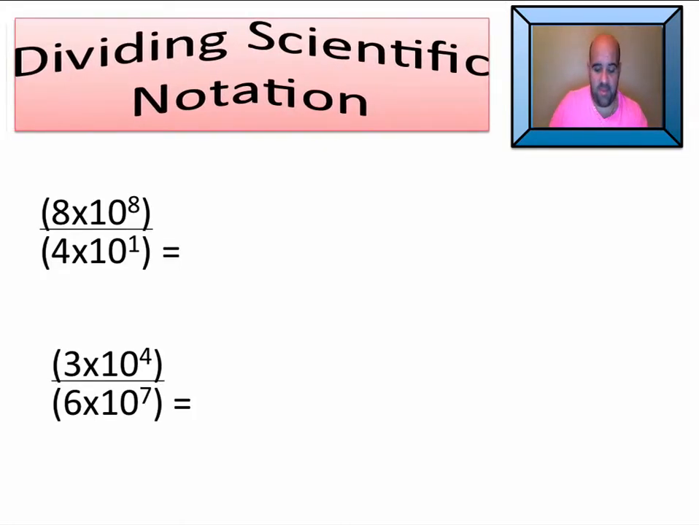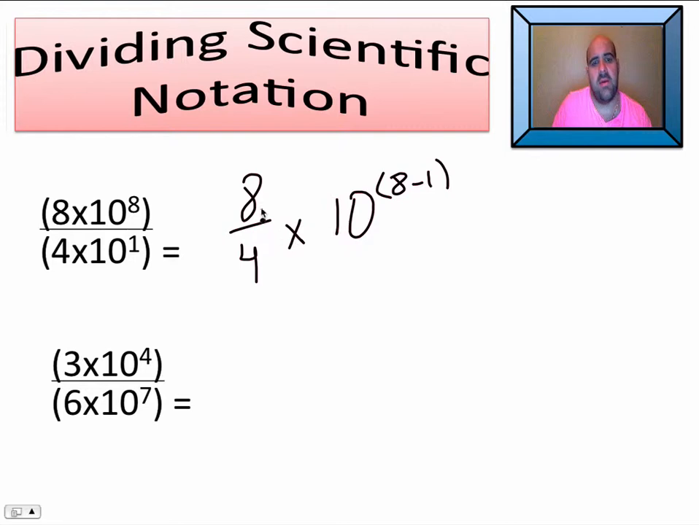And we'll do a couple sample problems here. 8 times 10 to the 8th divided by 4 times 10 to the first. What do we do? We take these leading numbers. We divide them. 8 divided by 4, times 10 to the, subtract the exponents. 8 minus 1. 8 over 4 is, of course, 2 times 10 to the 8 minus 1, which is 7. And you could probably do this in your head much quicker than I did. Some of you are probably ahead of me. How about this one?